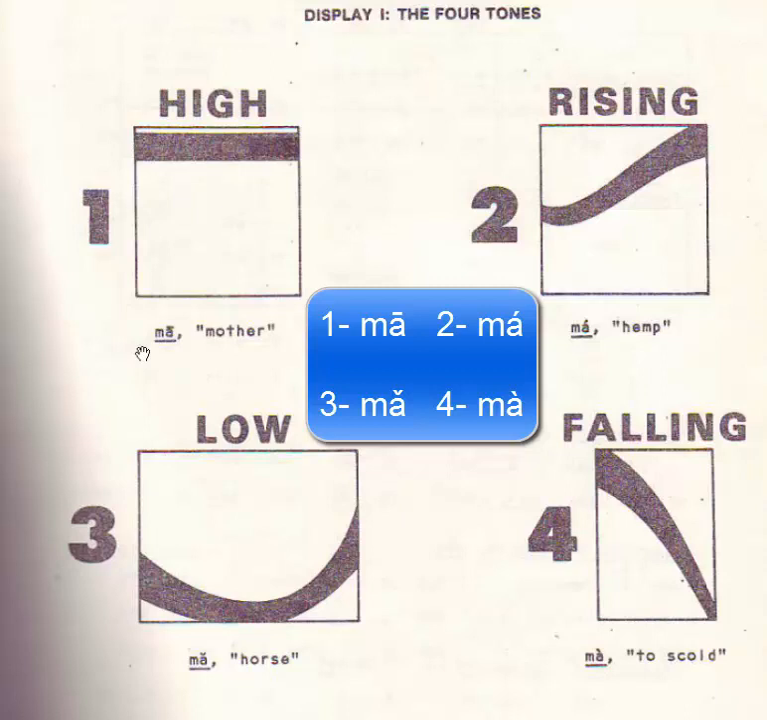Now we're going to take up the tones in their traditional order. By the time we've finished, we'll have contrasted each tone with every other tone. The first tone is called the high tone. Its pitch is near the top of the speaker's range, and its contour is level, as you can see in the display. Listen to the high tone word, which means mother.